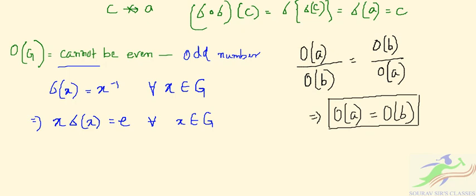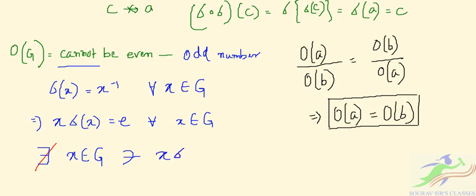So there should not exist x belonging to G for which x times sigma of x is equal to E.